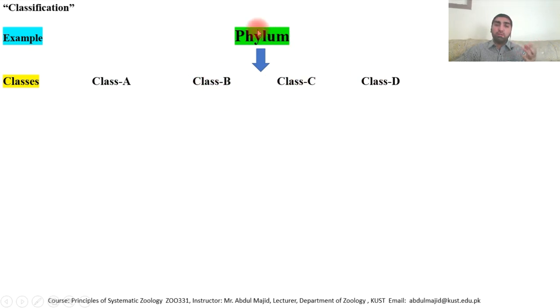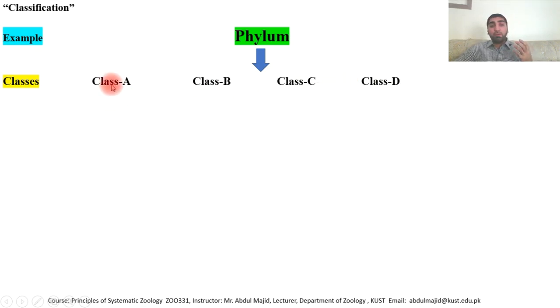For example, take the phylum Chordata. Chordates are all those which have a vertebral column. We take it very simply. Now we divide it into five classes. Let's suppose class 1 is Pisces, the fishes. Fishes have similar characteristics, which is why they are placed in one group. Then another group, for example amphibians. All amphibians have similar characteristics, so they are placed in another group. Then class Reptilia, then class Aves, and then class Mammalia.